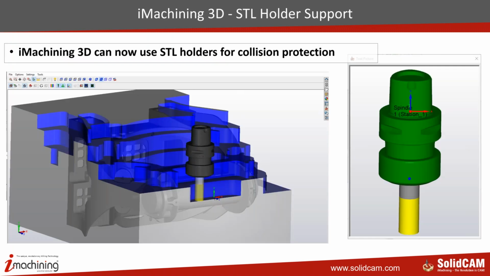And now we have started supporting STL holders for collision protection inside iMachining 3D. You can use an STL holder, define these STL holders for collision protection inside iMachining 3D, and check for collisions. Now it is possible.